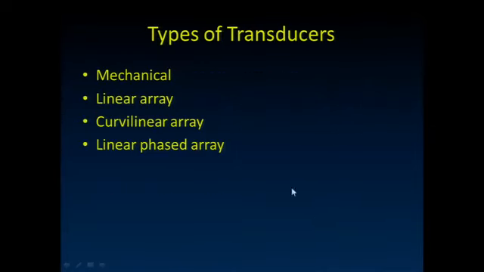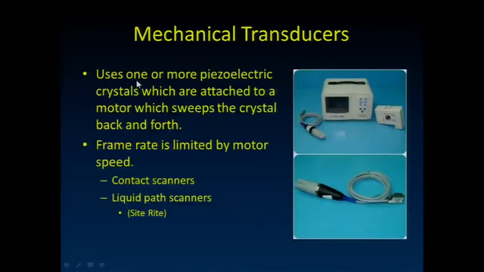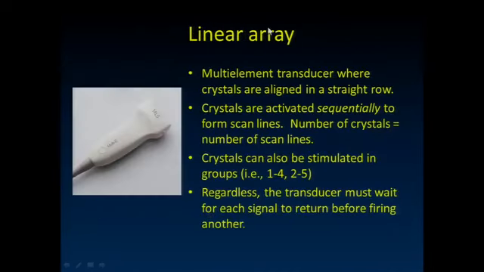Some different types of transducers: mechanical transducers, linear arrays, curved linear arrays, some phased arrays. Not a lot of mechanical transducers out there. Some of these old Site-Rite transducers actually mechanically rotated the ultrasound transducer back and forth in them and swept it through that. The frame rate is somewhat limited by the motor speed at which it's rotating.